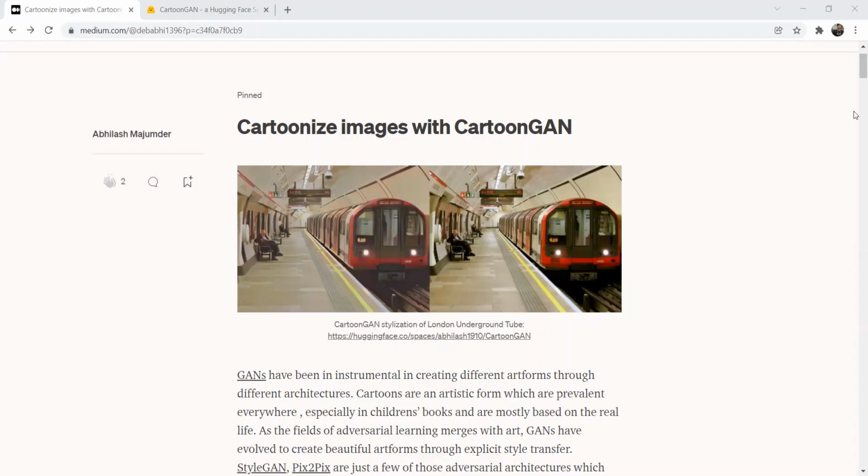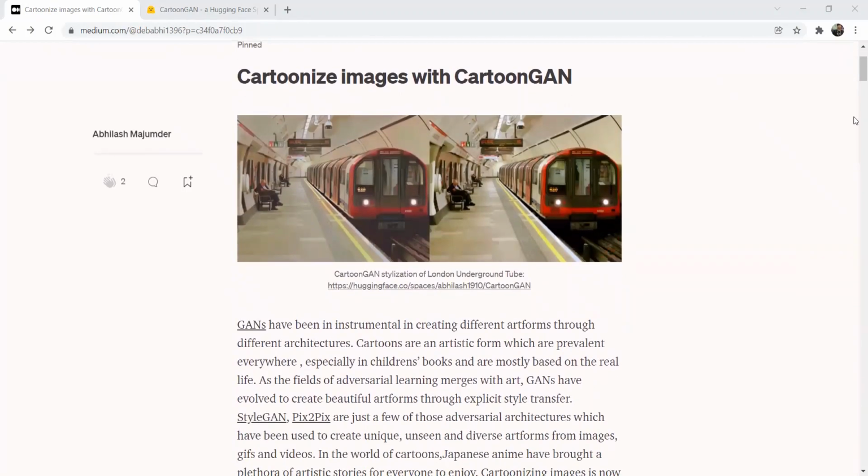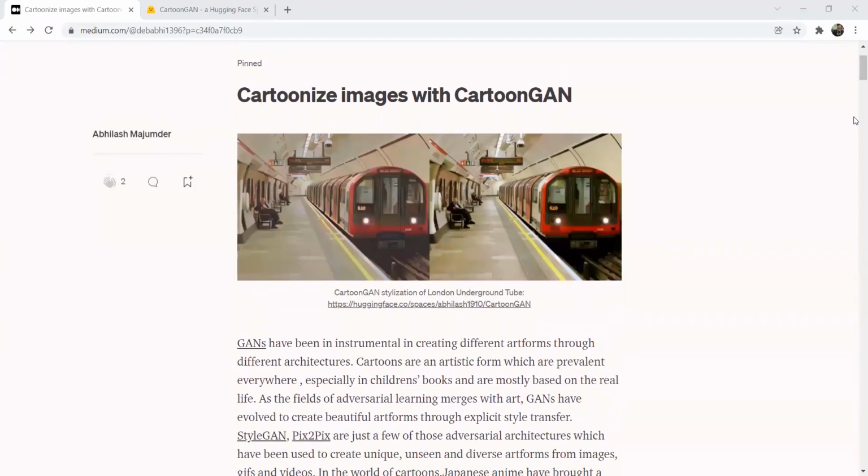Hi, this is Abhilash, and today we're going to talk about cartoonizing images with the help of CartoonGAN. CartoonGAN is a GAN architecture which was built in 2018 and has been applied to cartoonize original images. It has been used in creating illustrious cartoonized versions of particular images.